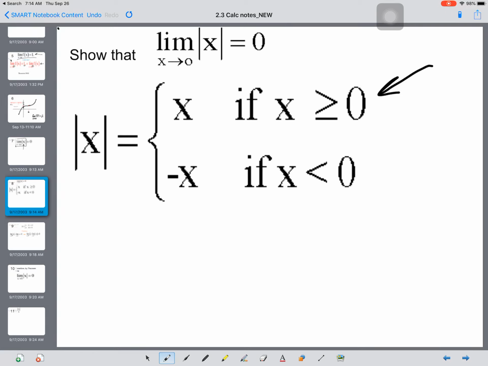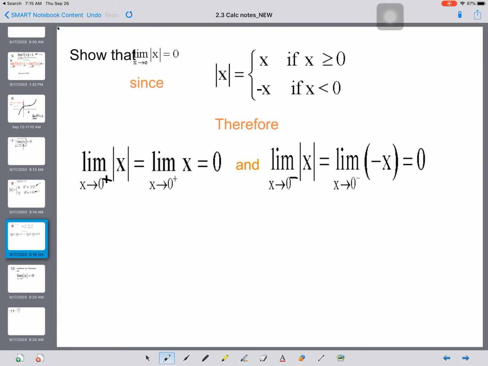If I pick a number greater than 0, then I get just x. If I pick a number less than 0, then the absolute value is the opposite of x. So let's look at the two limits. So this one's taking a look at the limit from the right.